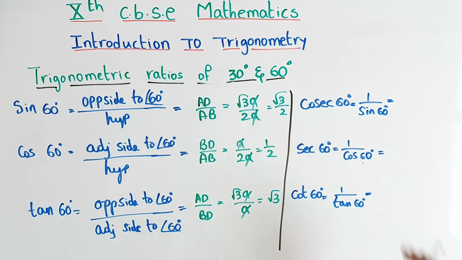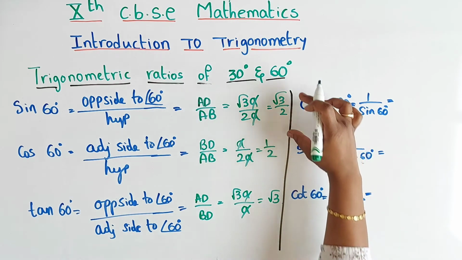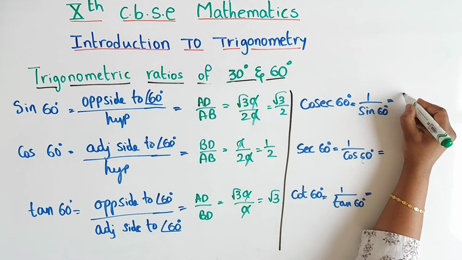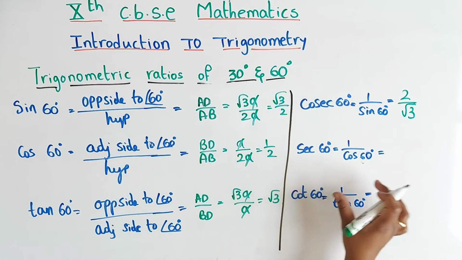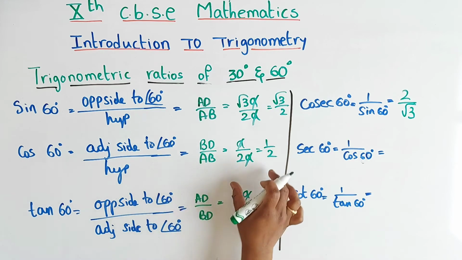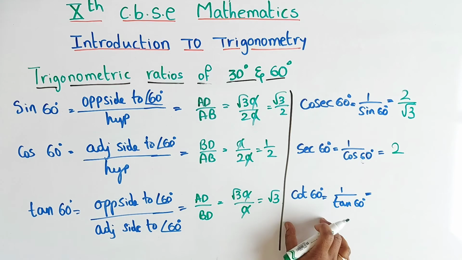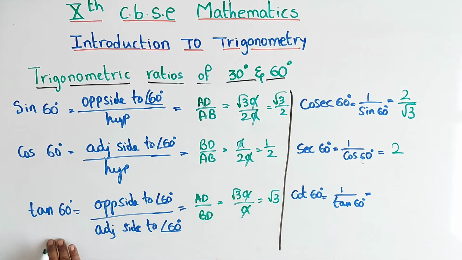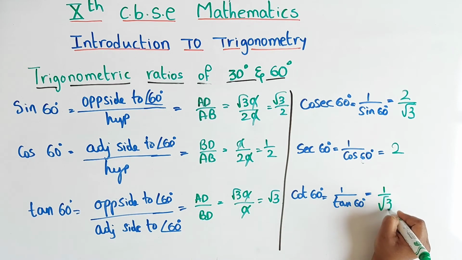Now cosecant 60 is the reciprocal of sin 60, that is 1 by sin 60. So root 3 by 2 reciprocal is 2 by root 3. Secant 60 is the reciprocal of cos 60, that is 1 by 1/2, reciprocal is 2. Cot 60 is the reciprocal of tan 60, that is 1 by tan 60. So root 3 reciprocal is 1 by root 3. So these are the ratios for 60 degrees, children.